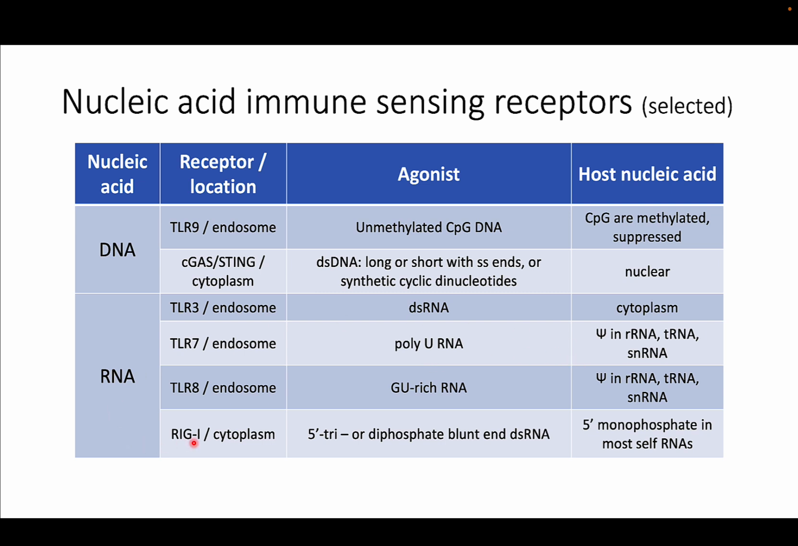Likewise, in the cytoplasm of cells, there's a family of receptors called RIG-I-like receptors, and RIG-I is activated by RNAs that contain a 5' triphosphate or diphosphate, whereas in most of our cellular RNAs, the 5' end is monophosphate, and so does not activate RIG-I.